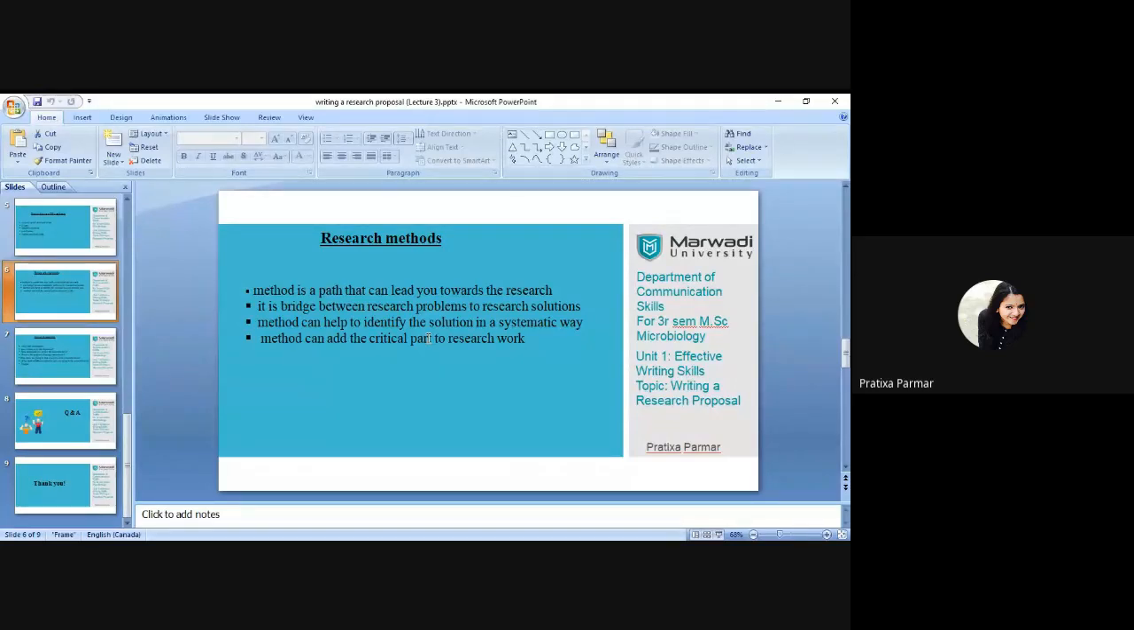So it depends. Selecting a research method actually depends on your research design. What kind of research are you doing? Let's say in the current scenario, keeping COVID-19 in mind, people are doing action research.